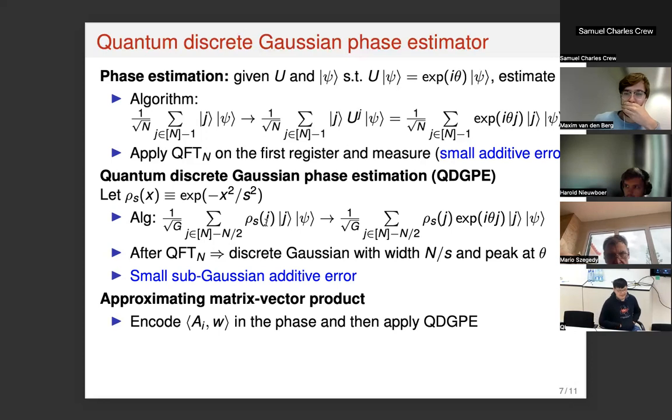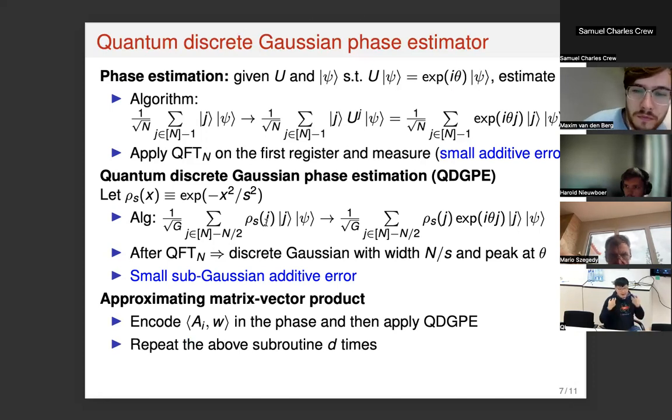Yeah. Matrix vector. But now back to the matrix vector product. How can we use the quantum discrete Gaussian phase estimator to estimate the matrix vector product? The idea is we first use some block encoding tricks to encode the inner product between the row of A and W. After that, we apply the quantum discrete Gaussian phase estimator. And we do this for every i in d, so we will end up with a d-dimensional vector, right?